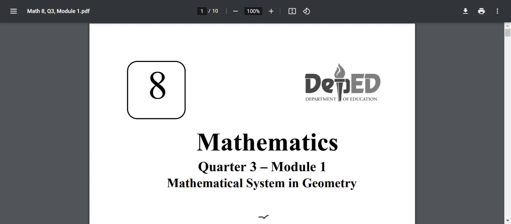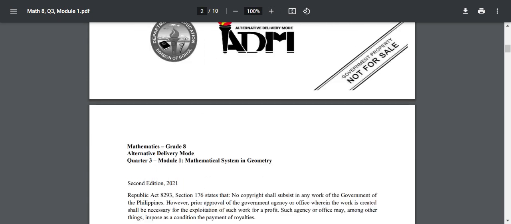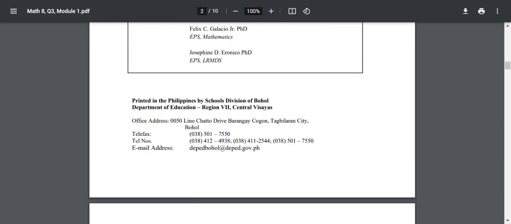So first, before we go on, let's define what is geometry. According to its definition, geometry is a branch of mathematics that deals with the measurement, properties, and relationships of points, lines, angles, surfaces, and solids. So in geometry, we expect our topics will be about different kinds of shapes, figures, angles, points, and lines. Now let's go directly to our first lesson for Module 1.